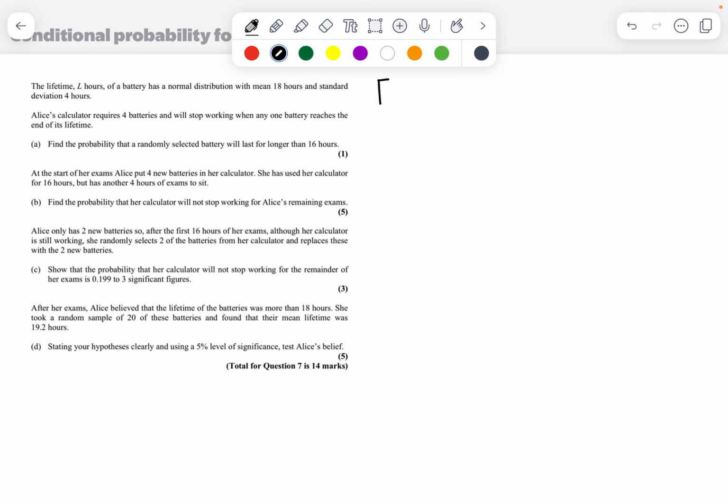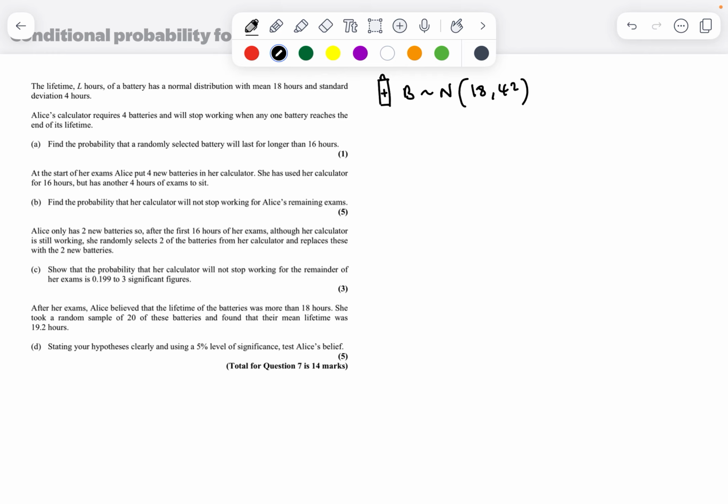Okay, so here's our battery problem. The lifetime L of a battery has a normal distribution with a mean of 18 and a standard deviation of 4. So that means that our battery is distributed normally, mean of 18 and a standard deviation of 4. And remember, there are specific method marks for actually detailing what your distribution is.